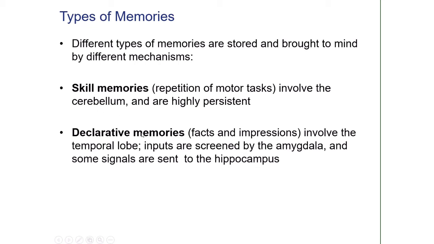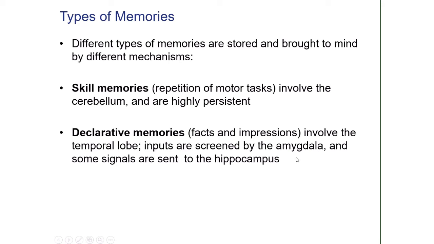On the other hand, the declarative memories, these are facts and impressions, like a formula, like a definition. These are going to involve the temporal lobe, right? And the inputs are going to be screened by the amygdala, and some of them are going to be sent to the hippocampus. So the ability to remember something is connected to the amygdala.